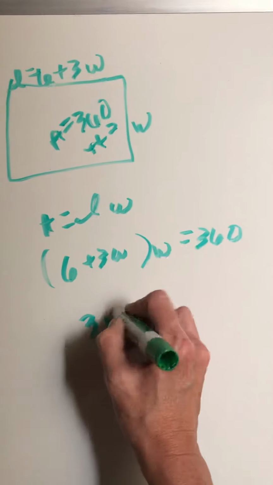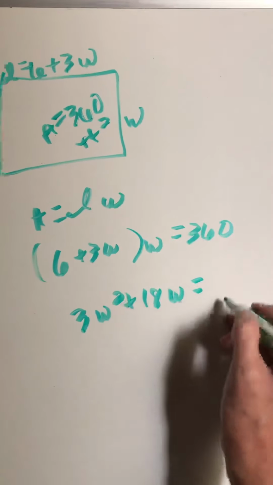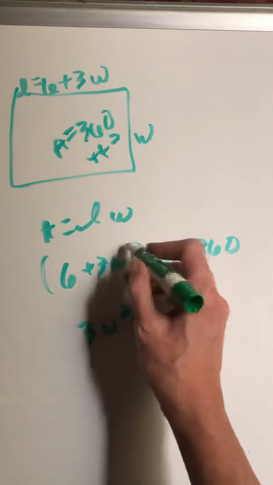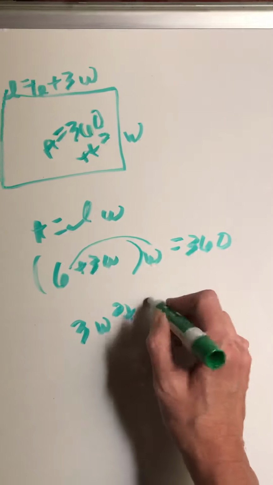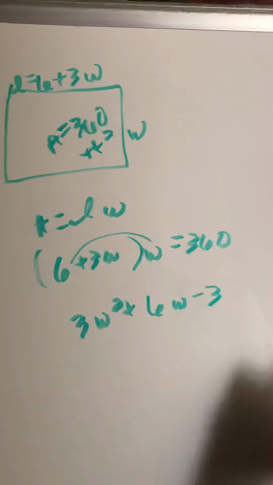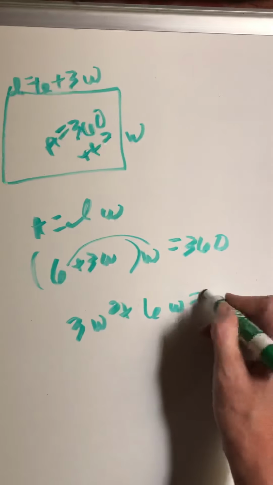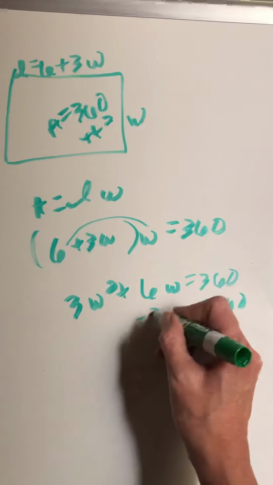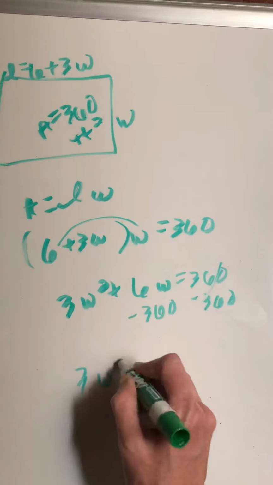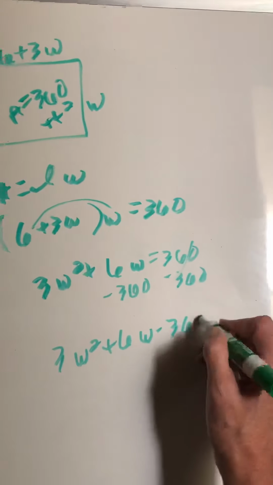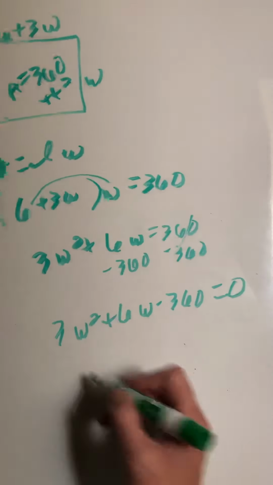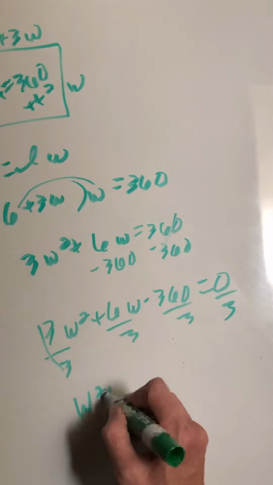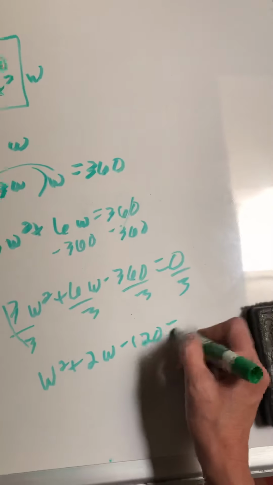So that would be 3W squared plus 18W. Sorry, not 18W. W times 3W is 3W squared. W times 6 is 6W. I'm just getting ahead of myself. Sorry, guys. Okay, equals 360. Now, subtract 360 from both sides. So 3W squared plus 6W minus 360 equals 0. Now I can take a 3 out of everything. So W squared plus 2W minus 120 equals 0.